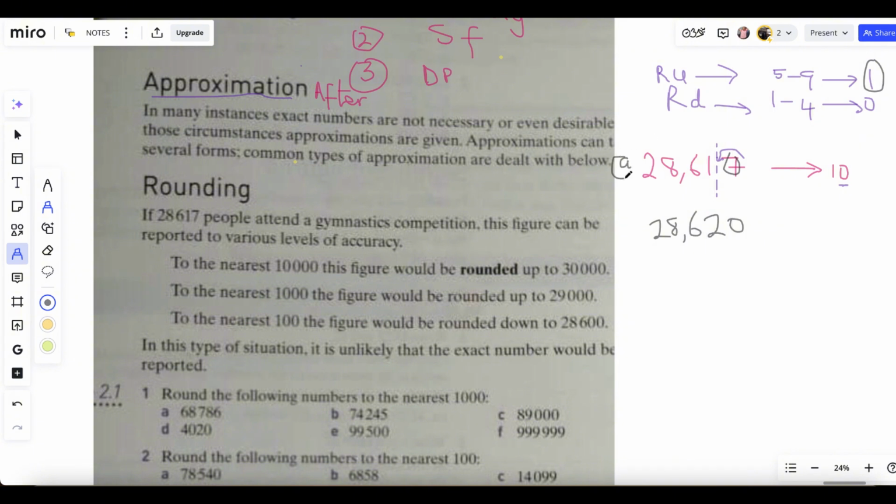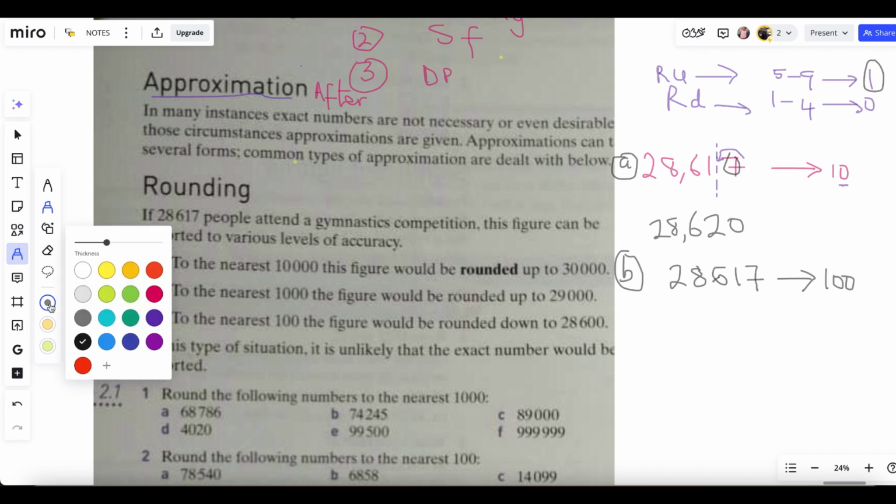Now let's take a look at the B part of this question. The B part of this question says we should round that same number, 28,617, to the nearest 100. Since the same number has been given to us, we do the same thing that we've done just now, but in this scenario, 100 has 2 zeros. So when we are counting, we're going to be counting from the right twice.